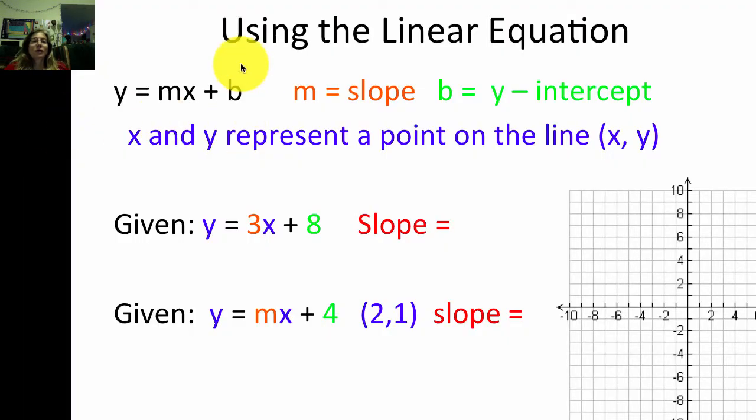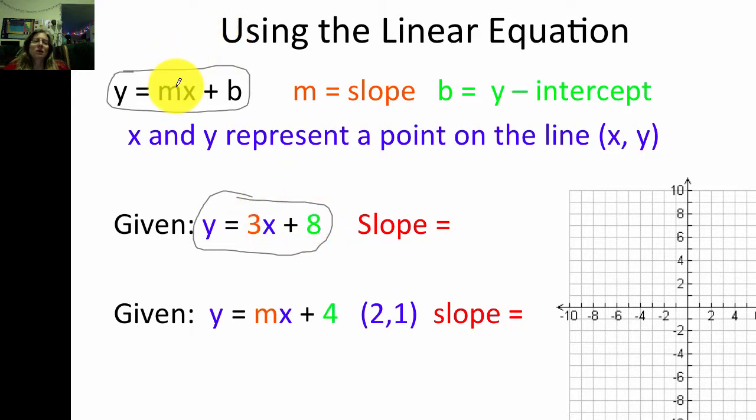Okay, we're looking at using the linear equation. So let me explain all this stuff up here. The actual linear equation, the formula for it. A finished product is this. If you find the linear equation of a line, this is how it will look. You'll have a blank y, a blank x, and then you'll have a number here and a number here. And these two numbers are important.